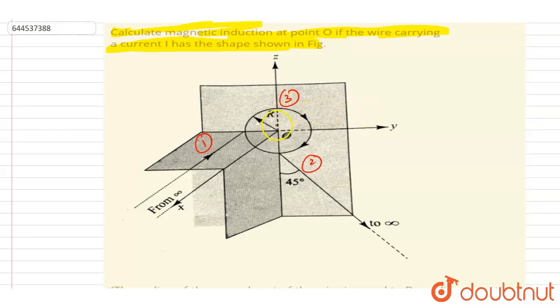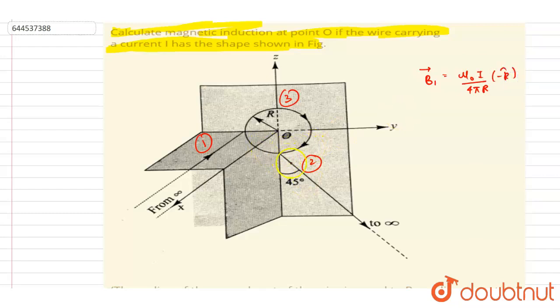So if you see here, wire 1 is a semi-infinite wire, and the direction you can see by keeping the thumb in the direction of current and curling your finger. It will be directed in the downward direction, that is minus k cap. So I will write down the B1 vector is simply mu naught I by, if you see the current is I in the three wires, minus k cap.